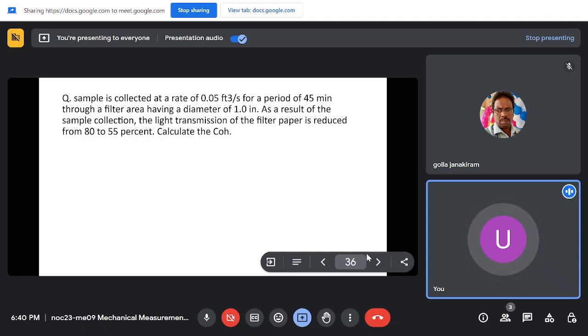So the next problem is: a sample is collected at a rate of 0.05 feet cube per second for a period of 45 minutes through a filter area having a diameter of 1 inch. As a result of the sample collection, the light transmission of the filter paper is reduced from 80 to 55%. Calculate the COH, the coefficient of haze. The main thing is it's the filter paper which is used, and that light transmission is reduced from 80% to 55%.